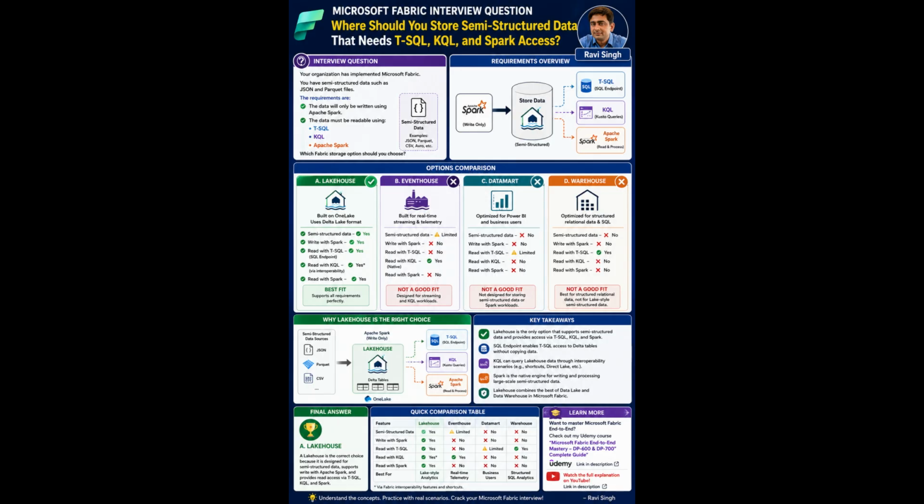Now, looking at this question, you should know that an interviewer wants to understand whether you understand the difference between Lakehouse, Warehouse, Eventhouse and Datamart. So let's solve it. Again, as we did in the last question, you should read the requirement carefully and find the keywords. So what are the keywords? The data should be semi-structured. That means it could be JSON, Parquet, Avro or CSV, some examples of semi-structured data. Immediately this tells us that we are dealing with a Delta Lake scenario.